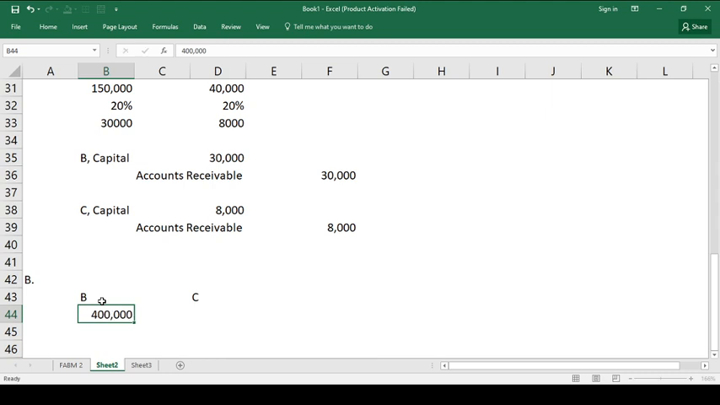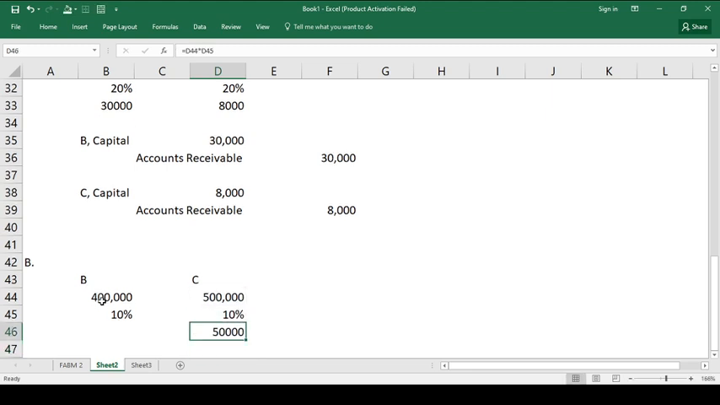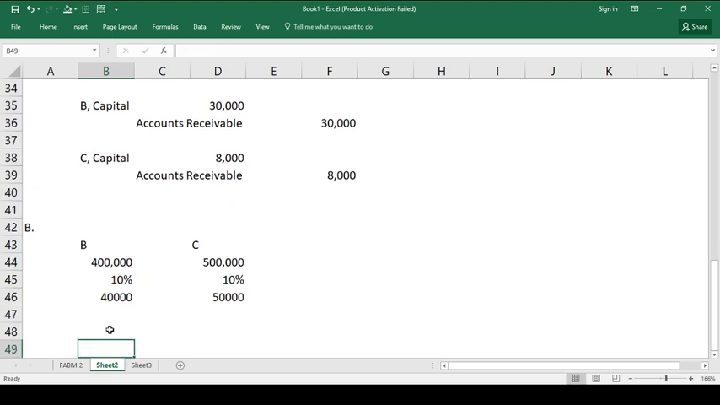Okay, and meron din siyang 500. Sabi sa kanya, dagdagan po daw ng 10%. So, computin natin yung 10% ng bawat accounts. Okay, sige. That is 500 multiplied by 10%. That is how much? That's 50,000. Same with 400 multiplied by 10%. That is 40,000. Because this is an increase on the asset.